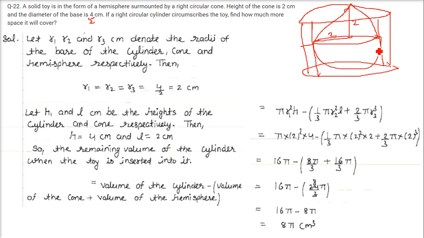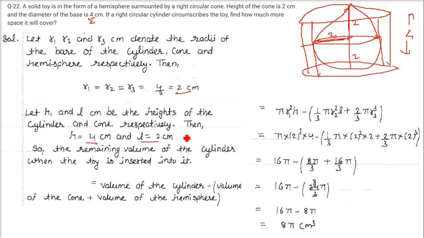Now you have to tell how much space it is going to cover. So we just have to find the volume of the cylinder, and just subtract. The radius is equal for all of them because it is circumscribing: the radius of the cone, the hemisphere, and the cylinder. All three items will have the same radius, 4 by 2, that is 2 centimeters. Now what is the height? This is 2, and the radius is also 2. So the height of the cylinder will be 2 plus 2, that is 4. So the height of the cylinder will be 4 and the radius will be 2.